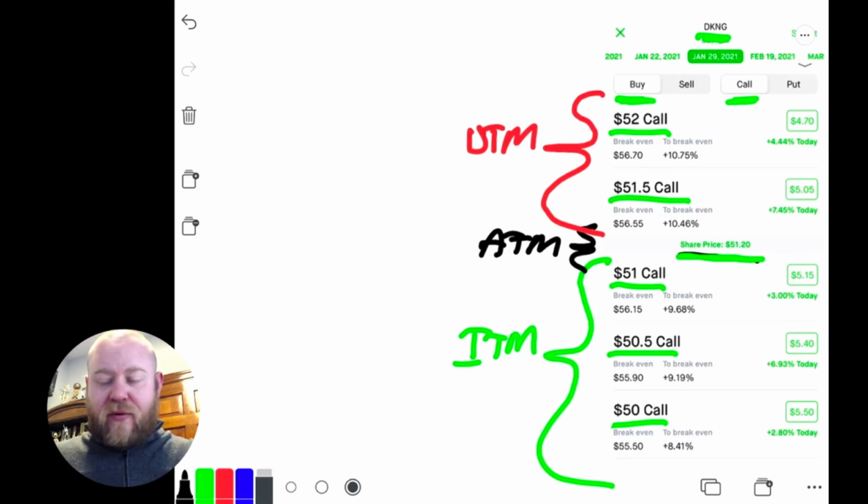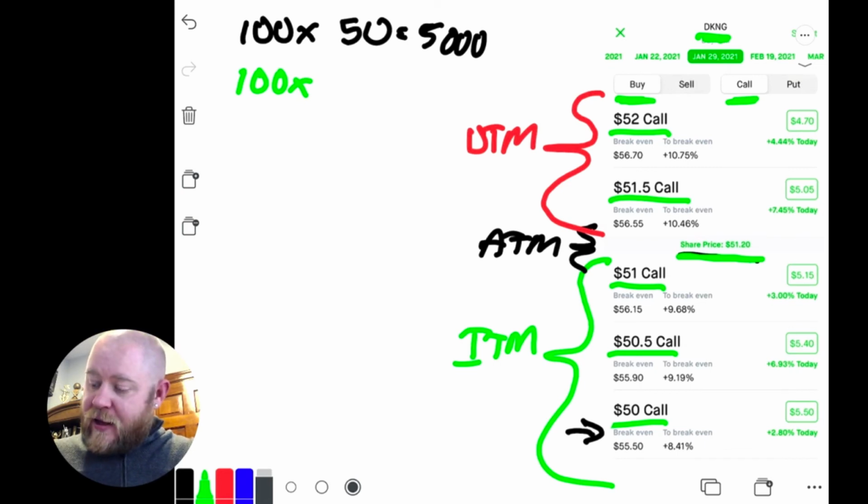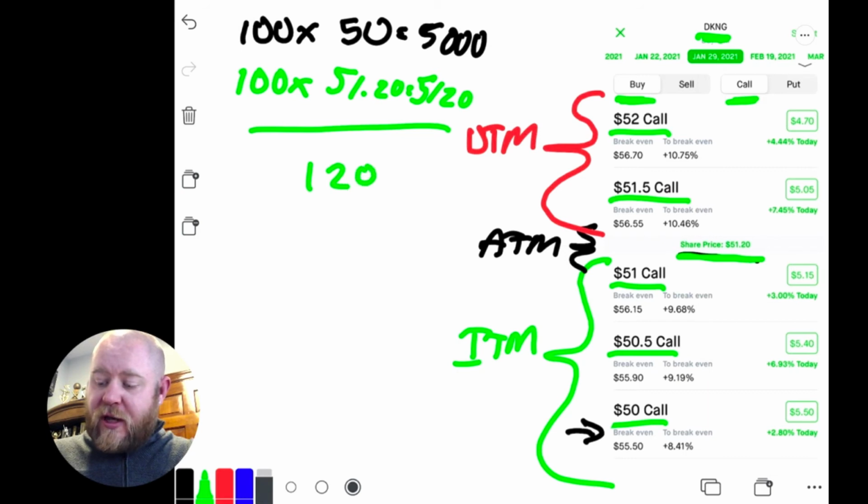So if we wanted to take a quick example of this, if we purchased this $50 call, we're going to purchase 100 shares of DraftKings at $50. That's $5,000. And then we're going to turn around and sell those 100 shares at the current price of $51.20, which would be $5,120. We would then instantly make $120 profit.